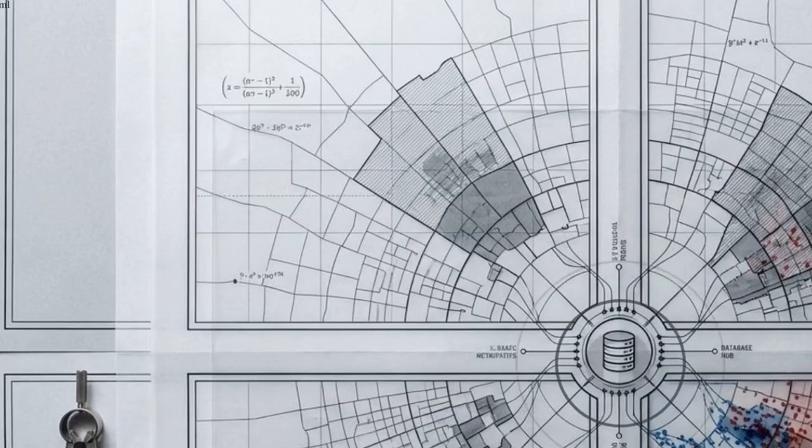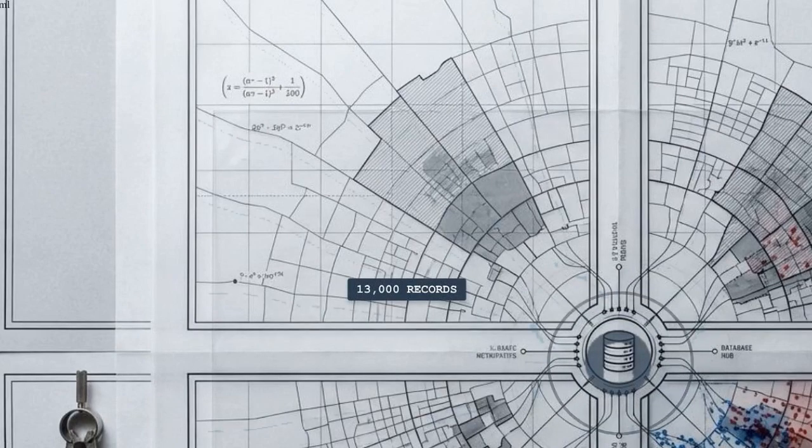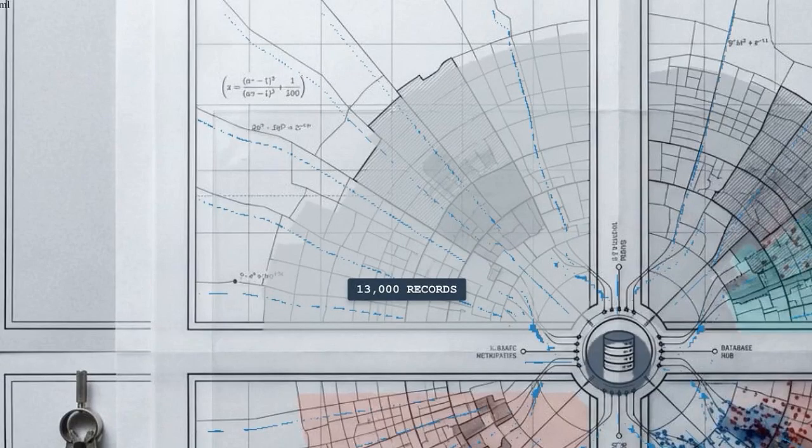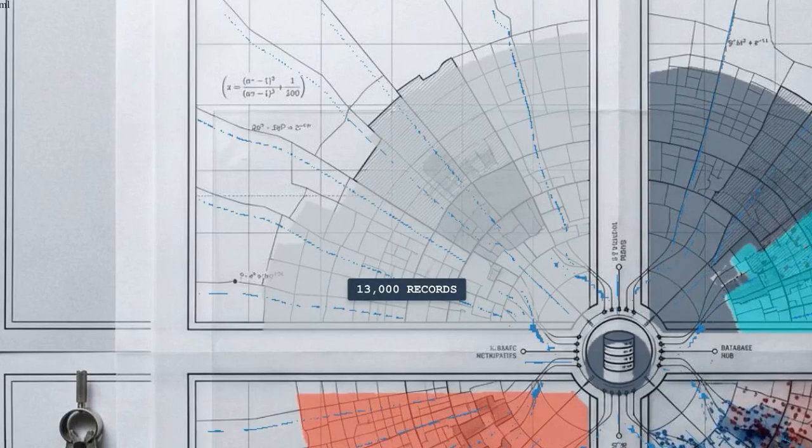Here are the 4 maps. Each is a valid analysis of the same 13,000 records. The data didn't change, only the question changed. Depending on the framing, you get 4 different sets of instructions for how to run a city.